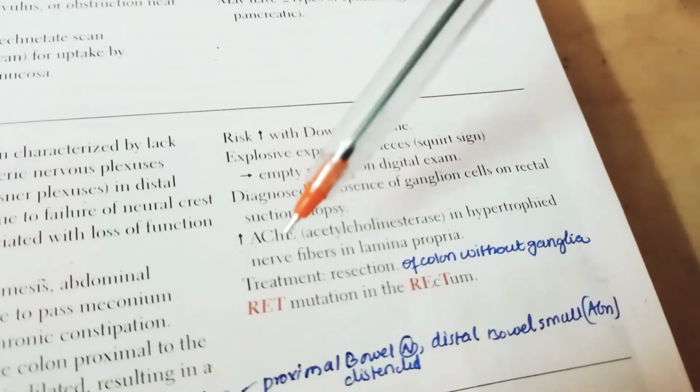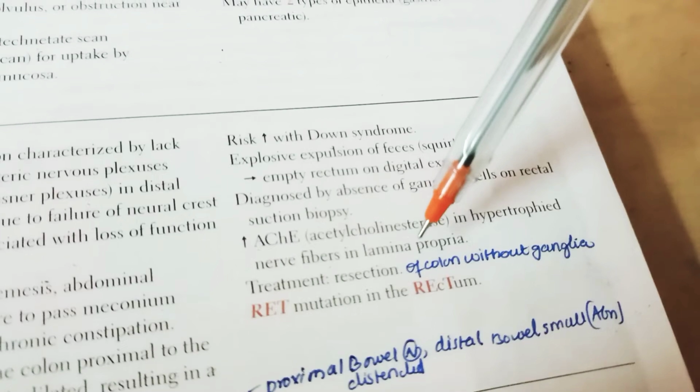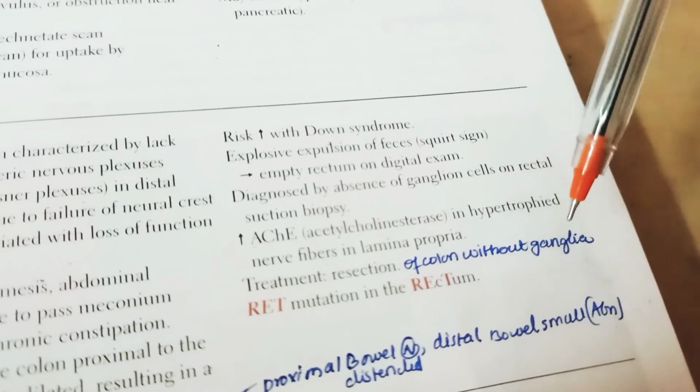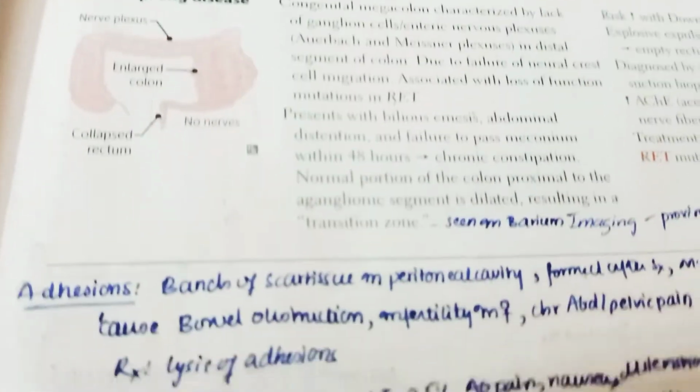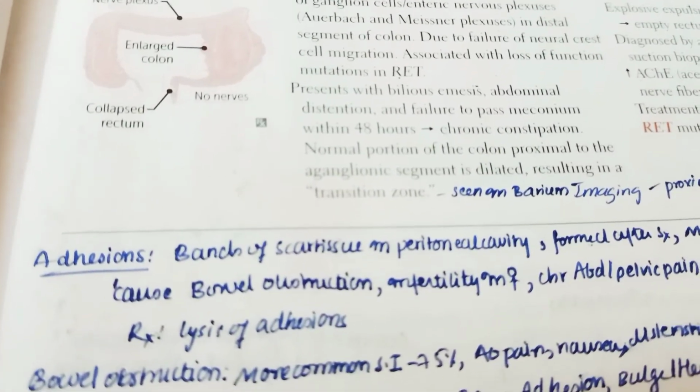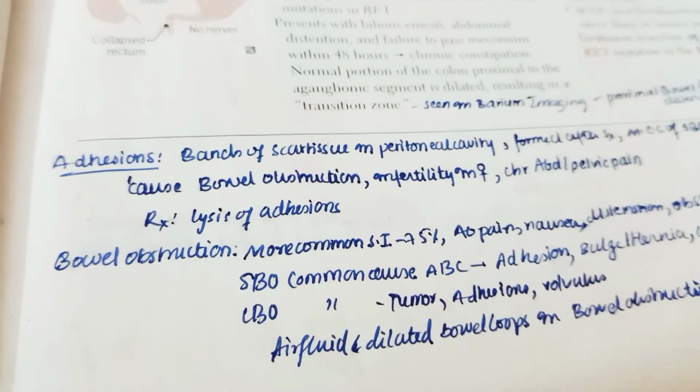And acetylcholinesterase is increased in hypertrophied nerve fibers in the lamina propria. Treatment is just resection of the colon without ganglia. So if you have any colon without ganglia, just remove it because it is of no use. It will in turn obstruct the feces.